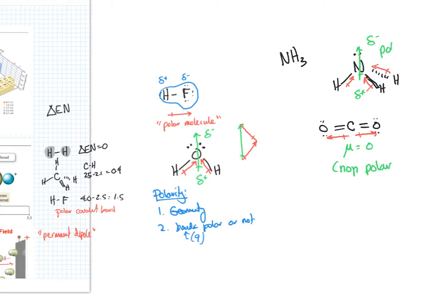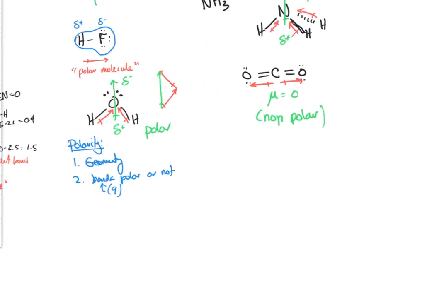This one's polar. This one's polar. This one's polar. All right? So if there's a net dipole, we call it a polar molecule. If there's no net dipole, we call it a nonpolar molecule. We'll give you one more example.